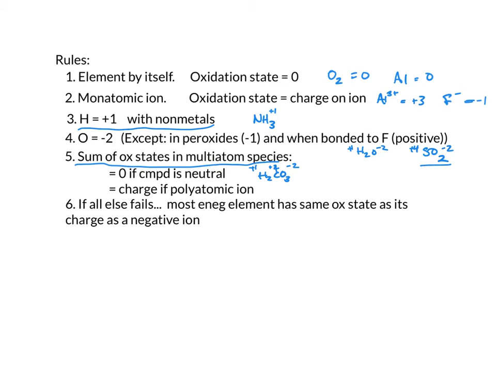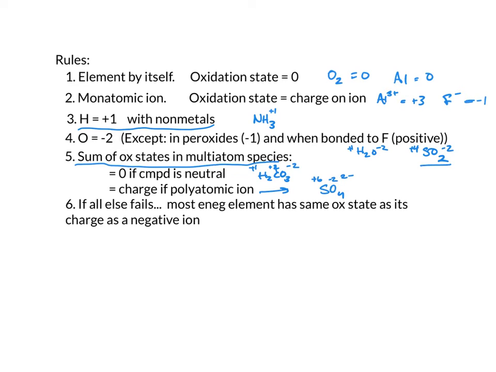If it has to equal the charge on a polyatomic ion, say I have SO4 with a 2- charge, if the oxygen is -2, and there's 4 of them, that gives us a total of -8 in terms of oxidation states, which means the sulfur has to be +6, so that the sum of the oxidation states is equal to the charge on the ion.